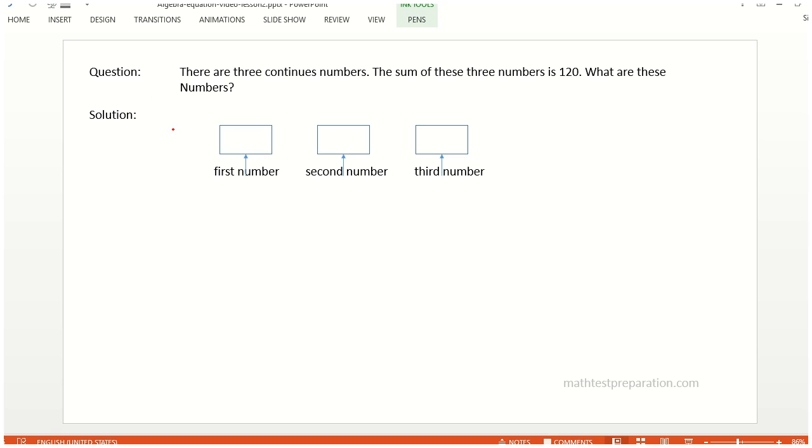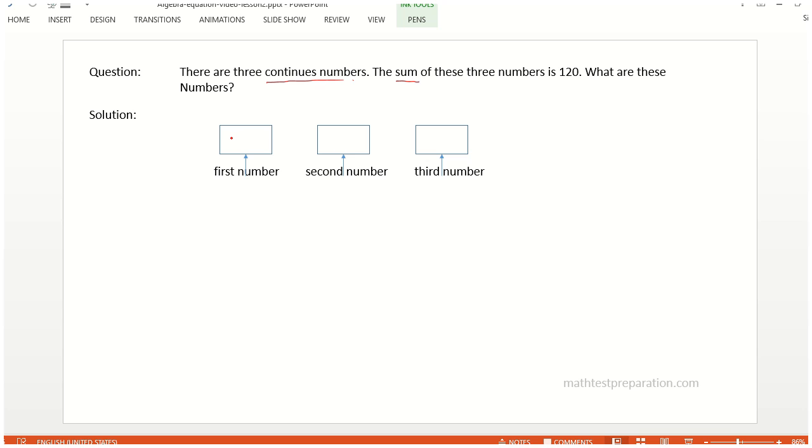In this lesson, I will talk about one variable equation. The question is, there are three continuous numbers. The sum of these numbers is 120. The question is, what are these numbers? Now, let us solve this problem.